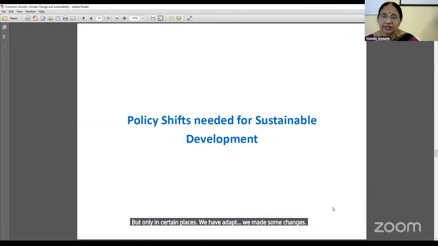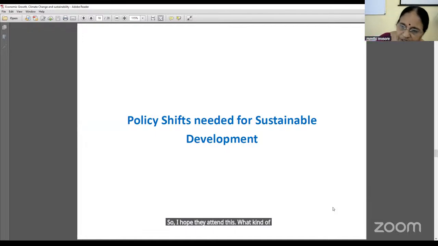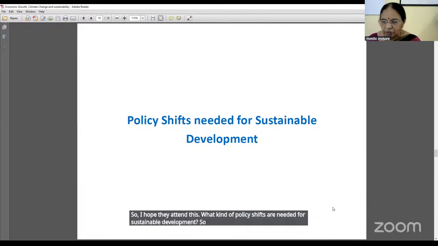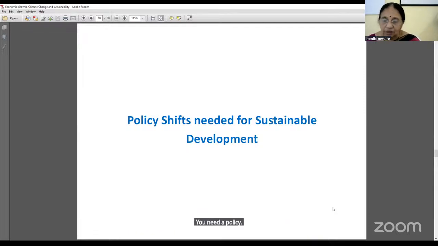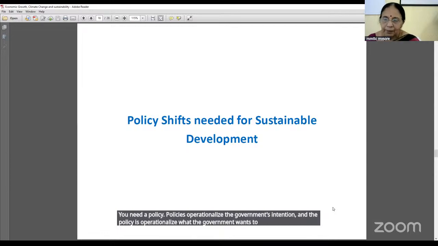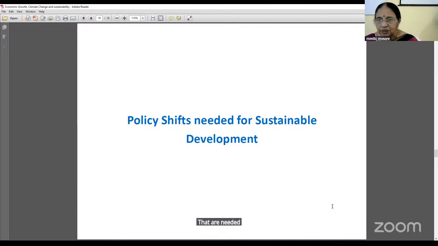So how to attain this? What kind of policy shifts are needed for sustainable development? Sustainable development, just like that, doesn't happen. You need policy. Policies operationalize the government's intention, and what the government wants to achieve. Through policy, it is possible to reach whatever goals are to be reached, because policies affect everybody and policies are target oriented. So what are the policy shifts that are needed for sustainable development?